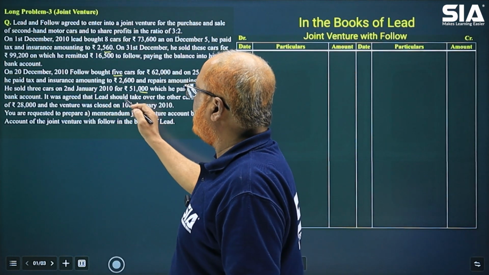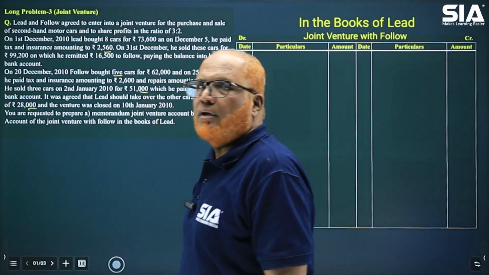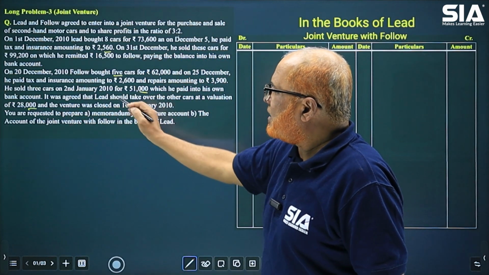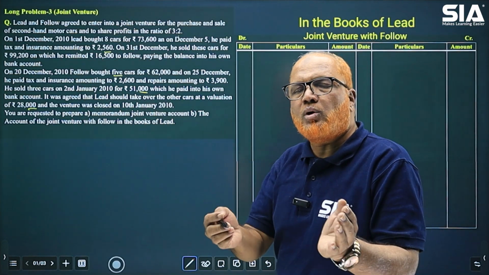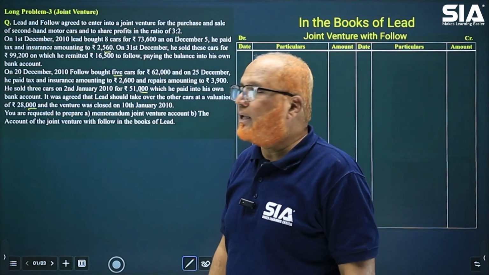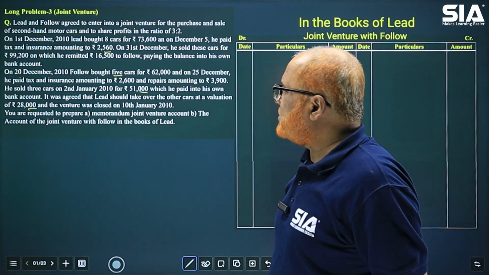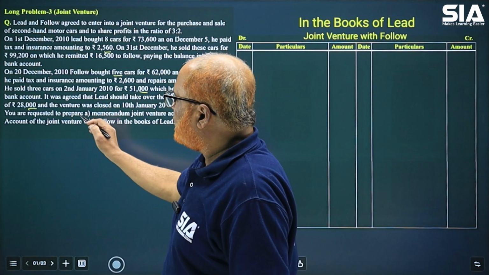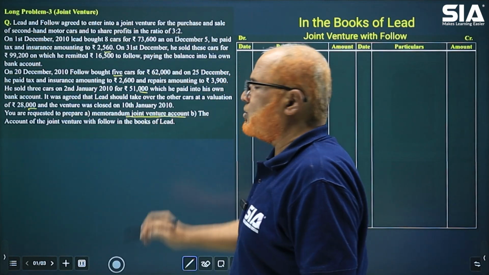It was agreed that Lead should take over the other cars at a valuation of 28,000. Out of 5 cars, 3 cars he sold. The remaining 2 cars unsold. Those 2 cars were taken over by Lead at a value of 28,000. And the venture was closed on 10th January. Now you are requested to prepare memorandum joint venture account.